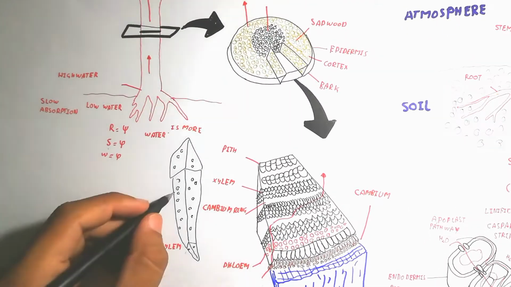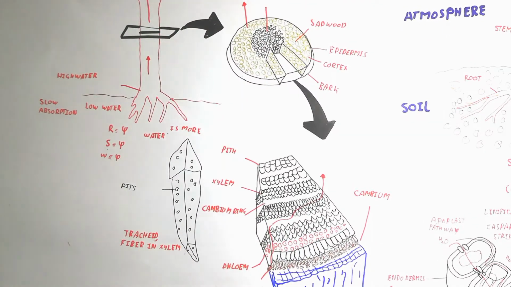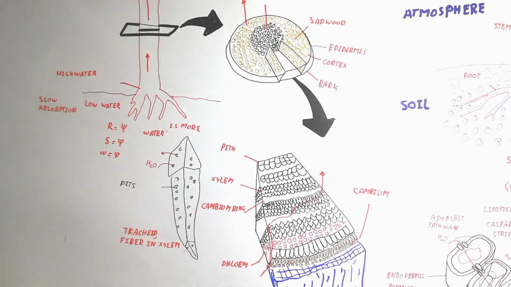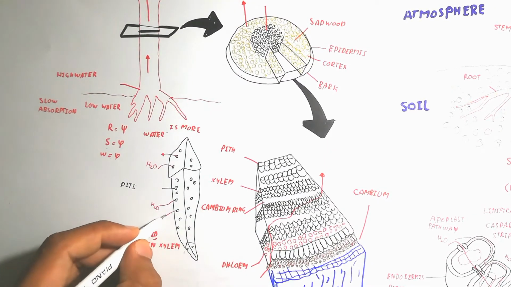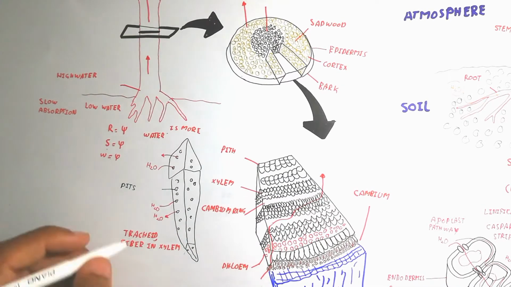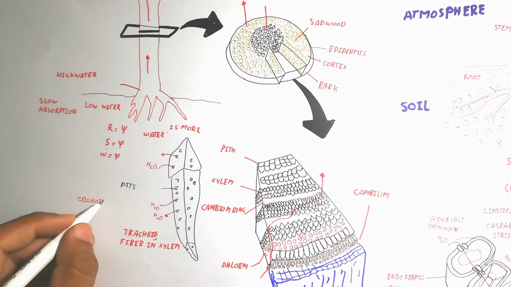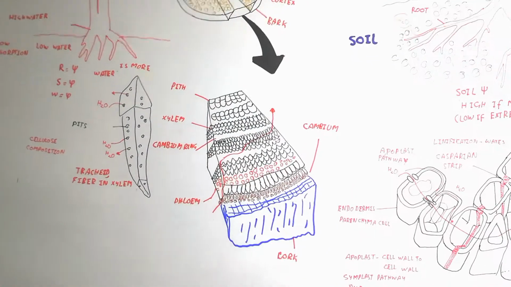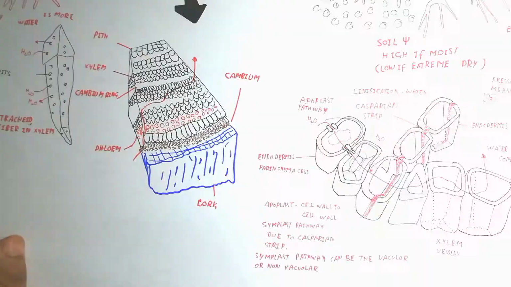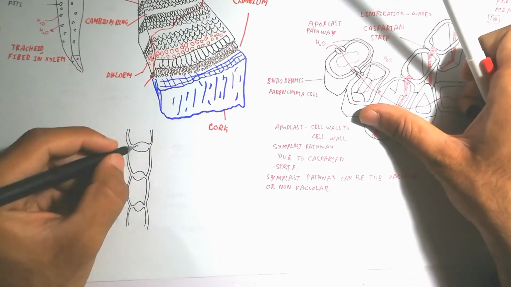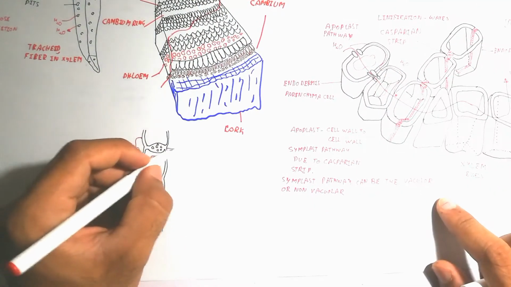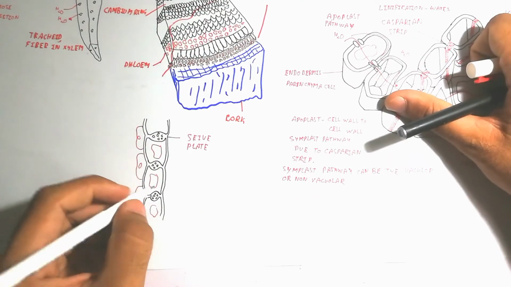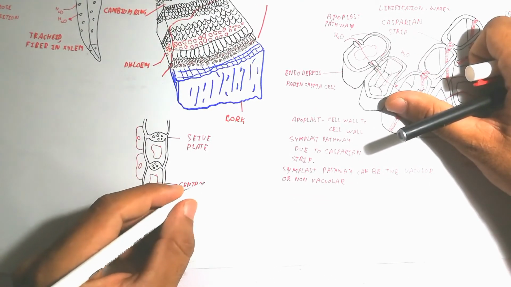So here is the tracheid, and there is a fiber in the xylem. The tracheid is made up of cellulose. Pits are present here, and water will enter and leave through them and be conducted upward. That is the upward movement of water in the xylem. So that's the xylem fiber.